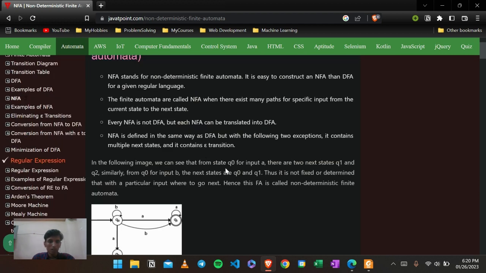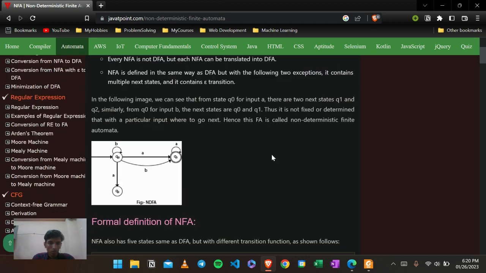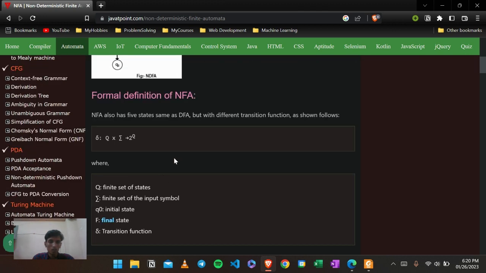The fourth point is that NFA is defined in the same way as DFA, but with the following two exceptions. It contains multiple next states and it contains epsilon transition. We can see that in the following image, non-deterministic finite automata. From state Q naught for input A, there are two states, Q1 and Q2. Similarly, from Q naught for input B, the next states are Q naught and Q1. Thus, it is not fixed or determined with a particular input where to go next. That's why it is called non-deterministic finite automata.